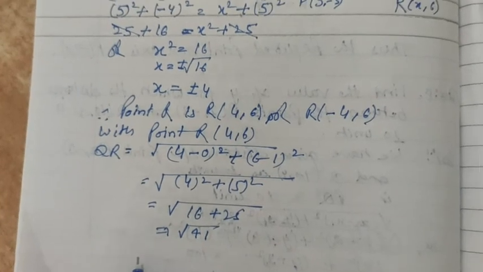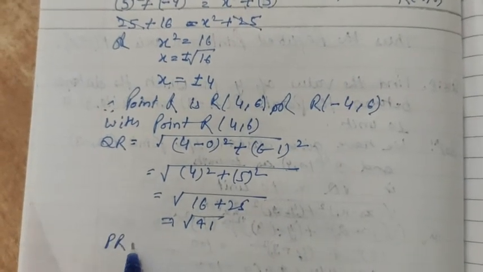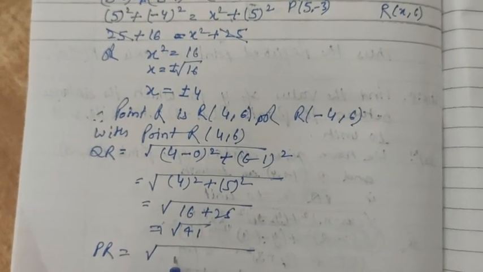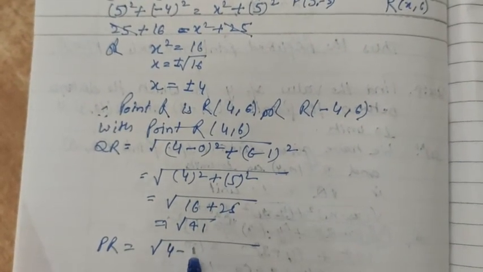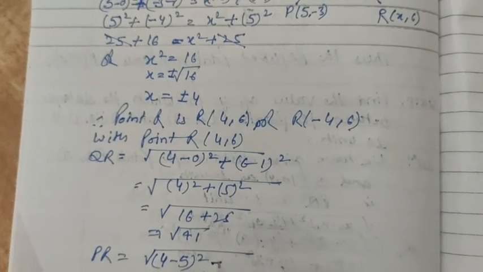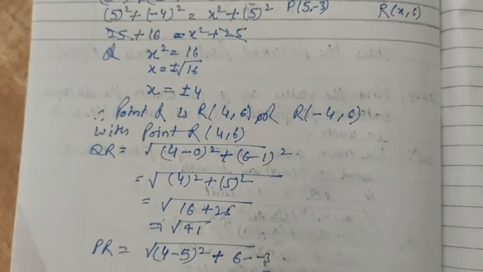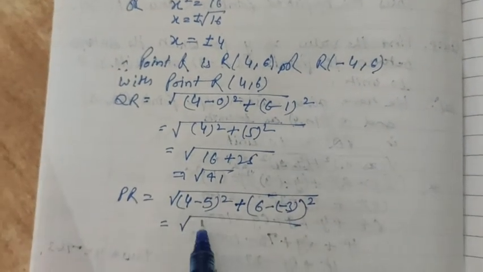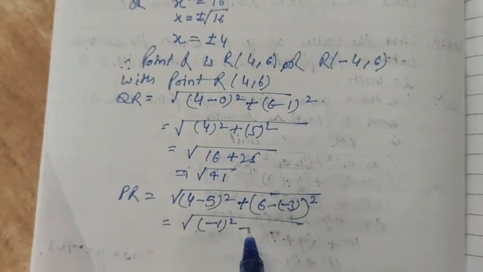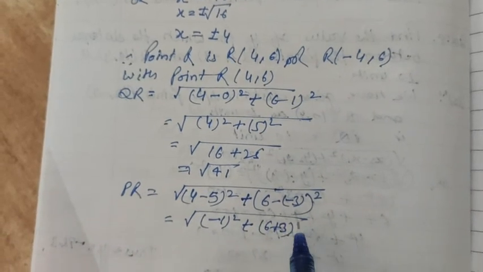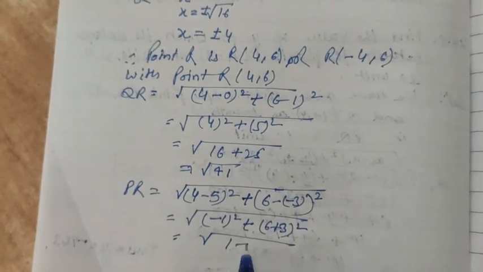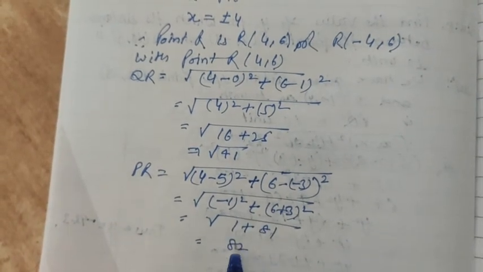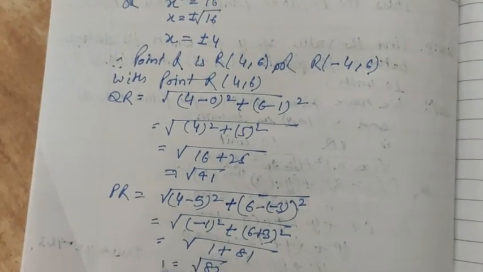Now proceed for the PR distance. So PR will be the square root of (4 minus 5) square plus (6 minus 3 minus... sorry, 6 plus 3) square. So this will be minus 1 square, plus 9 square, that is 1 plus 81. So we have 82, under root 82 as the PR distance.